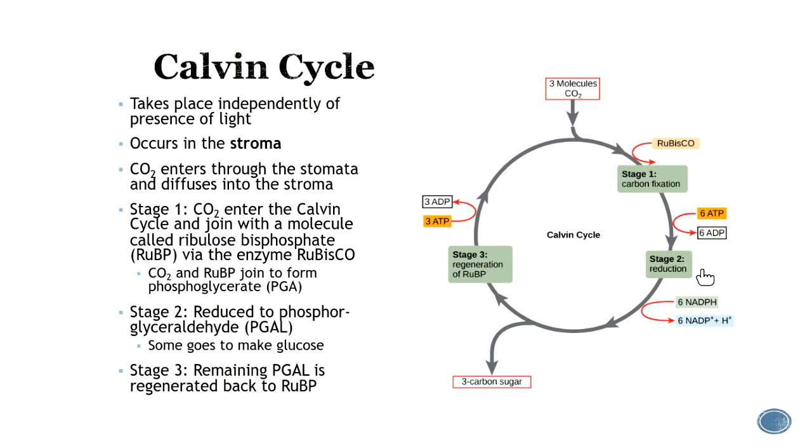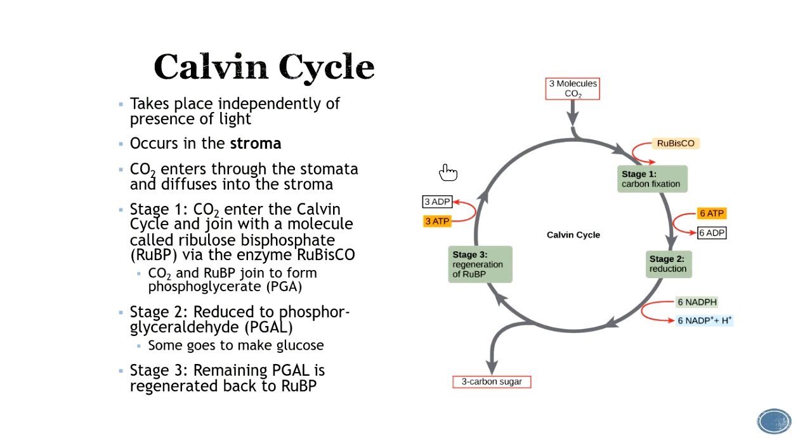So what we're going to do is take this molecule that we made in the fixation stage and reduce it to what we call phosphoglyceraldehyde, or PGAL. So pretty much the reducing part. When we do that, we take some of this. Ultimately, it winds up being, I think, a 3-carbon molecule, 6 carbon here, and it can be converted into a 3-carbon molecule. However, not all the carbons exit here. Some of them go through stage 3, which is regeneration of RUBP.